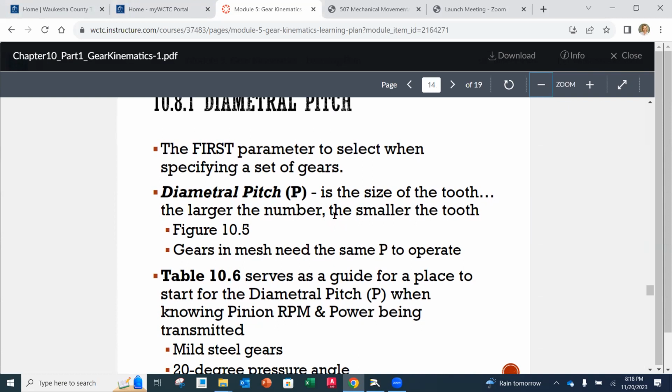Okay. Any questions about diametral pitch and how it's different than pitch diameter? I think we've emphasized that quite a bit at this point, right? With the examples we've done. Okay. So remember that gears that are in mesh have to have the same diametral pitch, same size tooth.